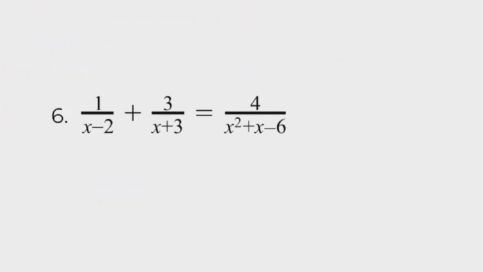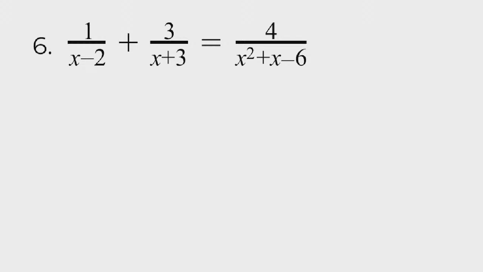Okay, for the last one, we have these three as our denominators. X squared plus x minus 6 we have to factor first, so you can use the x method. On the top would be -6, on the bottom would be 1. So we're looking for two numbers that multiply to -6 and add to 1. And that would be 3 and -2. So this factors into x plus 3 times x minus 2.